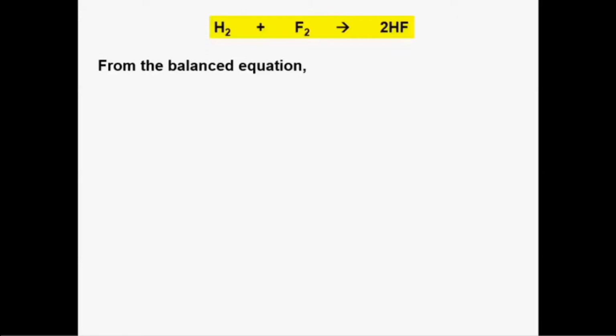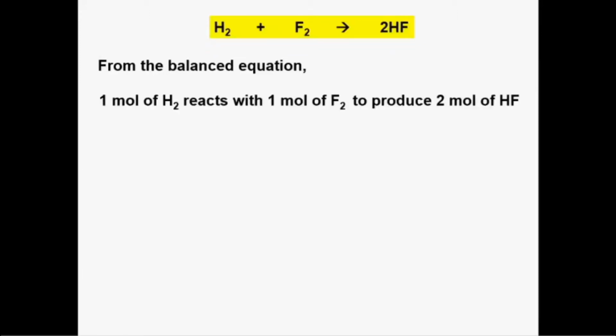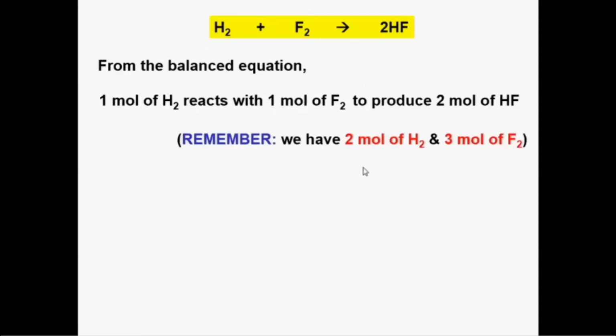From this balanced equation, we know that 1 mole of hydrogen reacts with 1 mole of fluorine to produce 2 moles of hydrogen fluoride. But we started the reaction with 2 moles of hydrogen and 3 moles of fluorine. In this case, you have the option to start with hydrogen or with fluorine. Let's say I start with the moles of hydrogen.